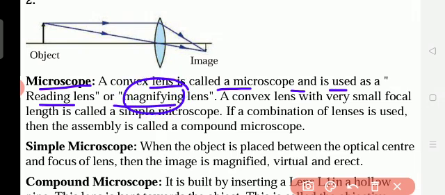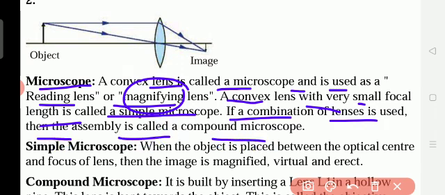Magnifying means to see big images. It will show small images as big images. A convex lens with a very small focal length is called a simple microscope. If a combination of lenses is used, then the assembly is called a compound microscope. In a simple microscope the focal length is less, and a combination of 3-4 lenses together is called a compound microscope. If they use only one lens, it is called a simple microscope.